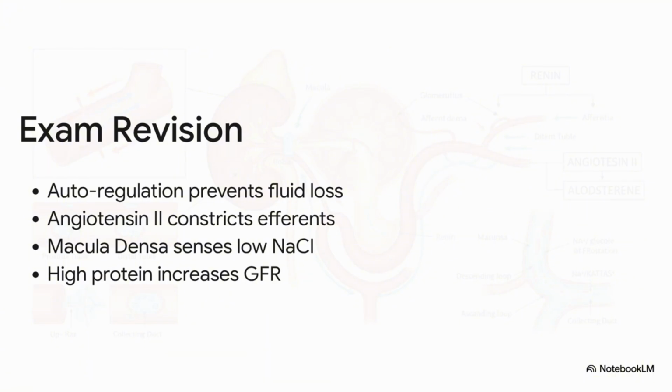Fourth, the macula densa is the master sensor. Low sodium chloride triggers afferent dilation and JG cell renin release. And fifth, high protein or high glucose paradoxically increases GFR by stealing sodium in the proximal tubule.